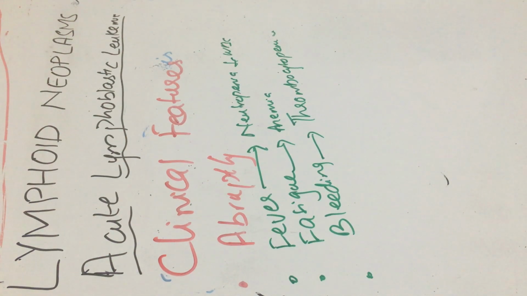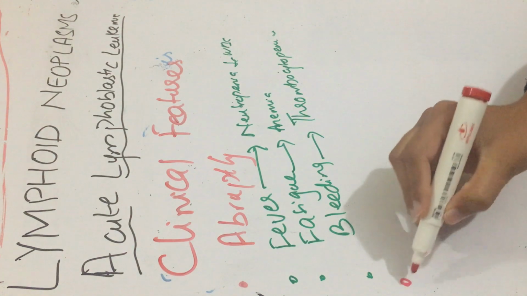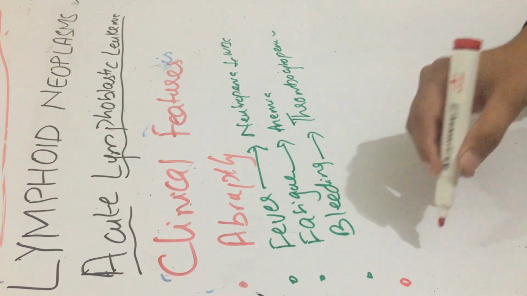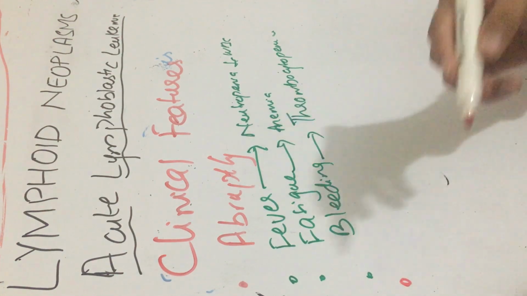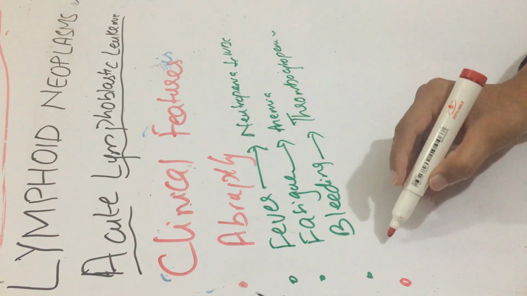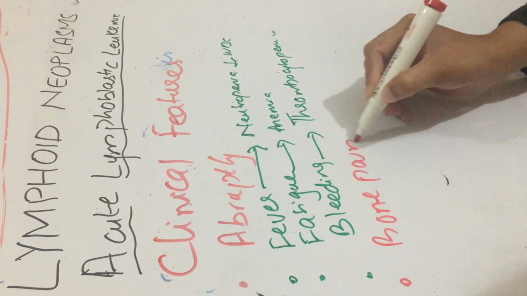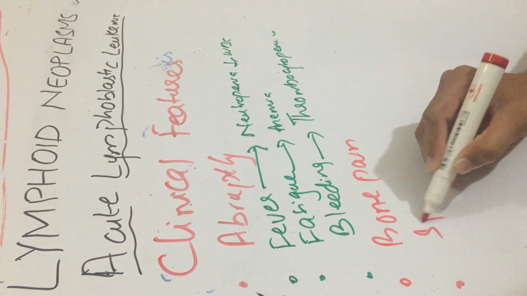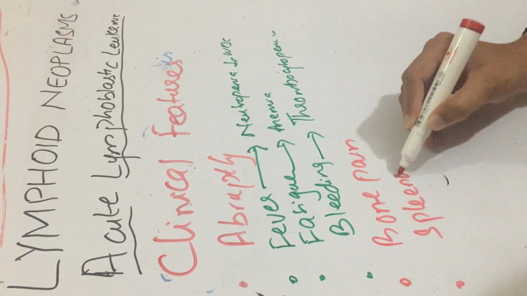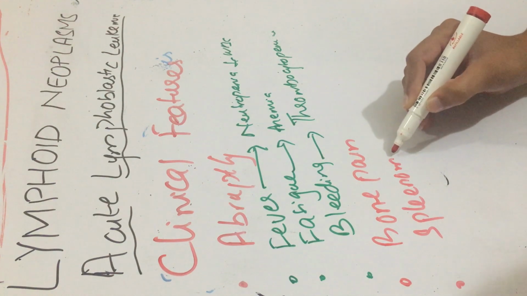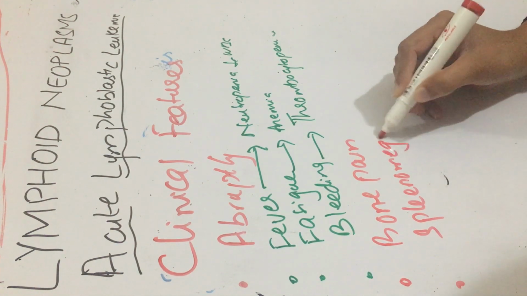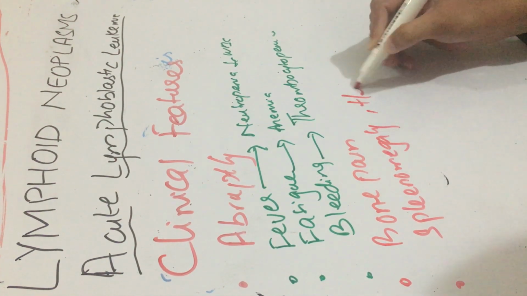And then, due to the infiltration of tumors into other viscera and structures like the bone, they are rapidly dividing and expanding the bone marrow, so bone pain would occur. And in other viscera, their size would enlarge, so you will come across splenomegaly and hepatomegaly.